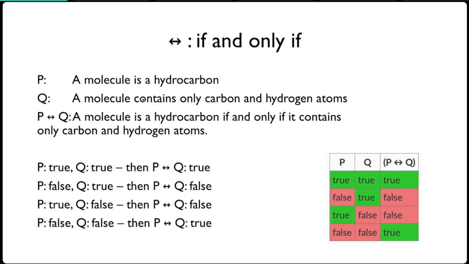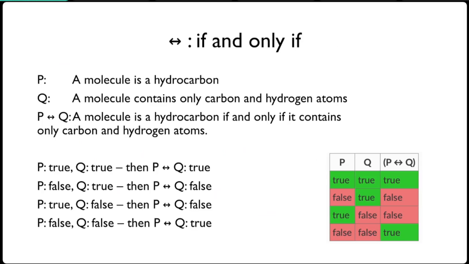And so I would be saying that being a hydrocarbon implies containing only carbon and hydrogen atoms, but it also goes in the reverse direction. Containing only carbon and hydrogen atoms implies being a hydrocarbon. This is the way the truth table looks.